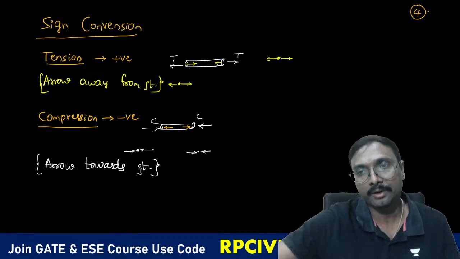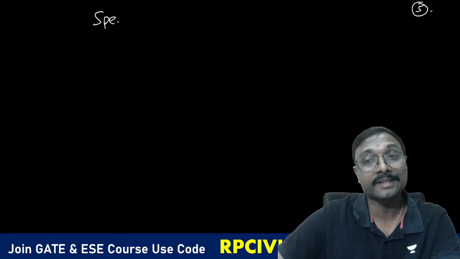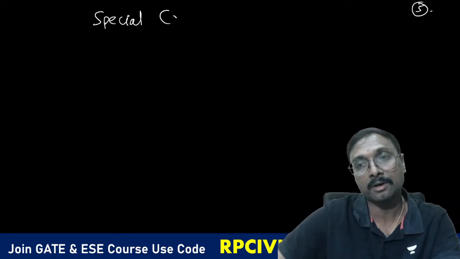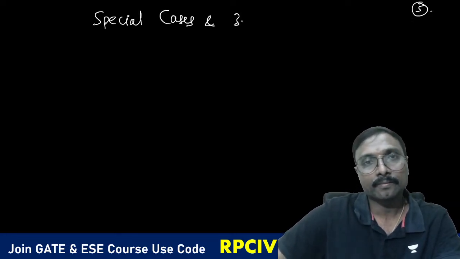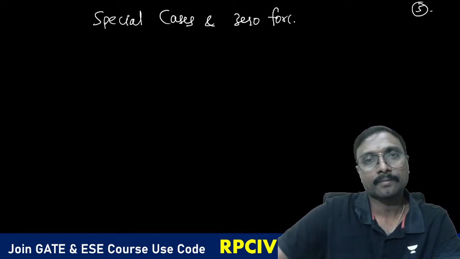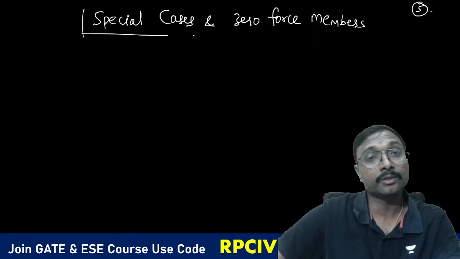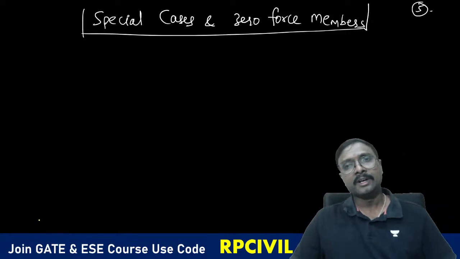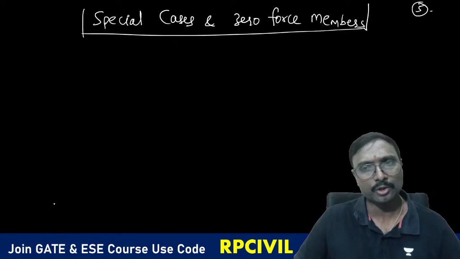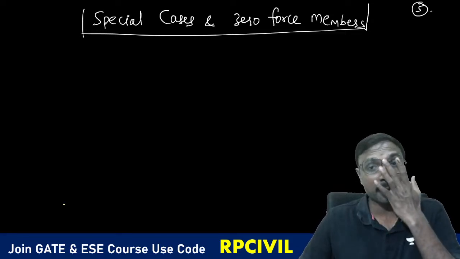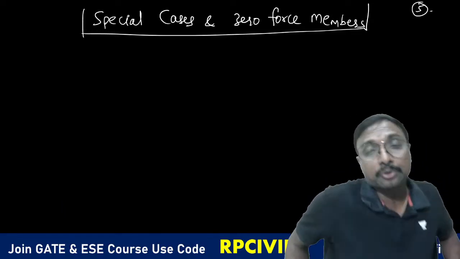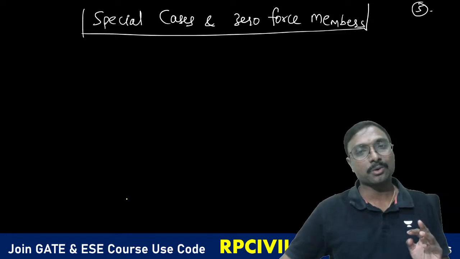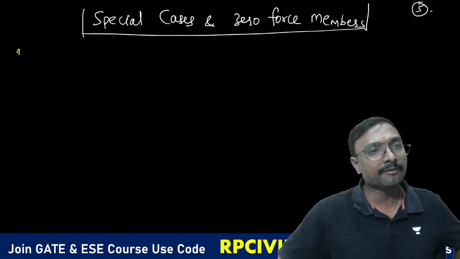Done? Very good. Now, there are certain special cases, right? Special cases, and also to identify which one, this is zero force members. Identifying the zero force members is very important, right? If you know how to identify zero force members, once some number of members have zero force, you can remove these members and consider only the other members, is it not?